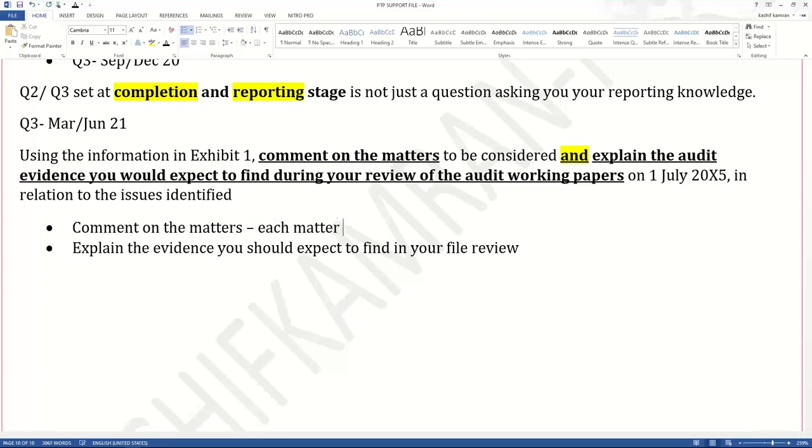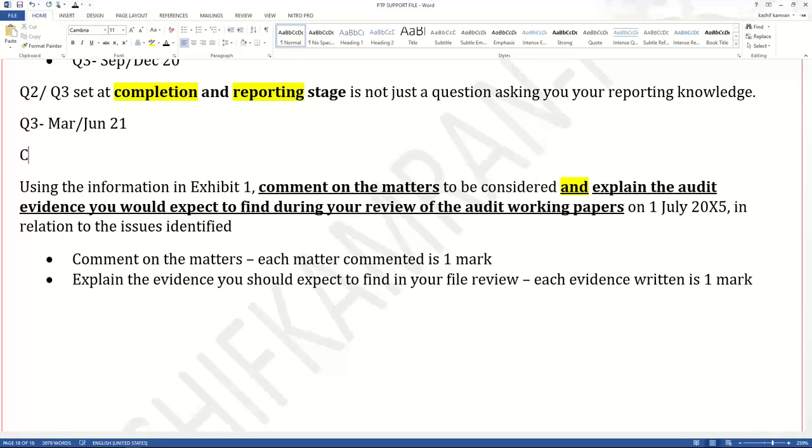Each matter commented is 1 mark and each evidence written is 1 mark. So such a simple marking scheme, right? Now, let's see how many issues we have in this paper on which we need to comment on the matters and explain the evidence. Is it a reporting question? No, this is a completion question. This is the most favorite examiner question at the completion stage, asking you to comment on the matters and explain the evidence.